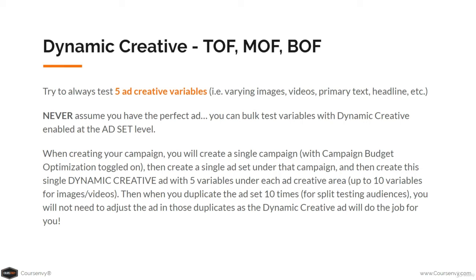campaign, you will create a single campaign with campaign budget optimization toggled on. Then you will create a single ad set under that campaign, toggle on dynamic creative at the ad set level, and then create a single dynamic creative ad with 5 variables under each ad creative area, with up to 10 variables for images and videos. Then when you duplicate the ad set 10 times for split testing one audience each, you will not need to adjust the ad in those duplicates, as the dynamic creative will do the job for you.